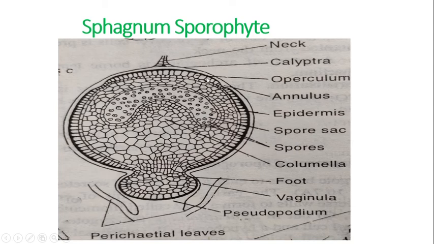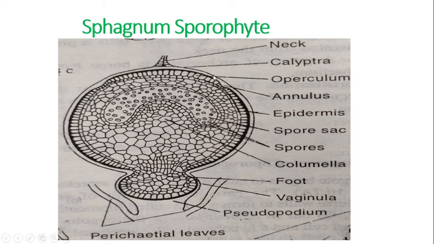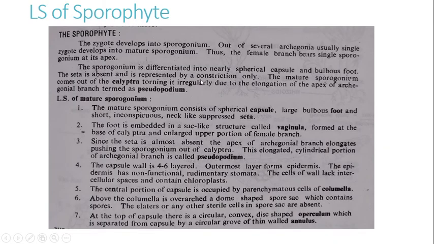Now this above region is known as the operculum. This disc like structure is known as the operculum, and this operculum region is actually covered by a ring-like structure which is known as the annulus. Okay, so this is all about the structure of the sporophyte, how the sporophyte looks like. So the LS of the sporophyte, how it looks like, we have seen.